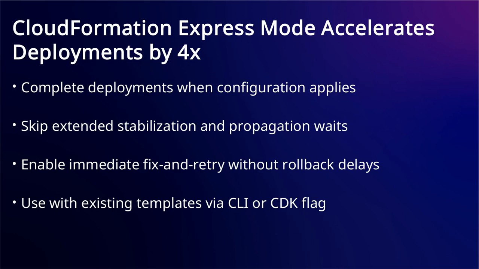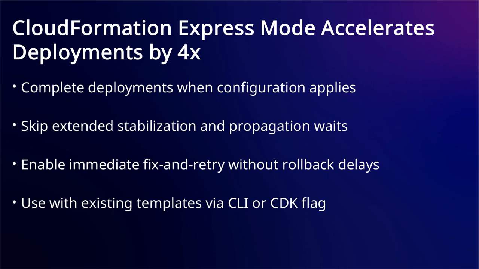When you iterate on infrastructure in development environments, you need faster deployment cycles to build incrementally. Previously, every CloudFormation deployment waited for full resource stabilization regardless of whether your workflow required it. For example, creating a CloudFront distribution required waiting 5 to 10 minutes for propagation to all edge locations before the deployment completed, even when you only needed the distribution domain name to continue.